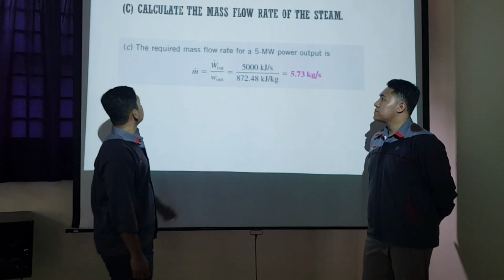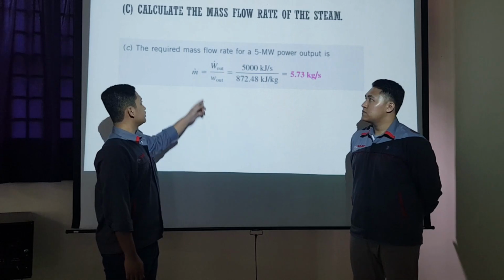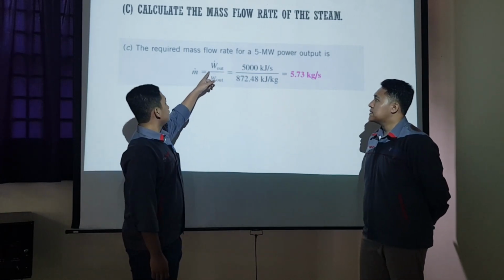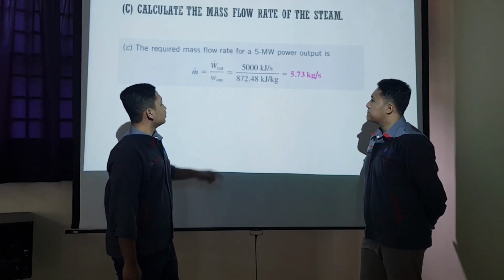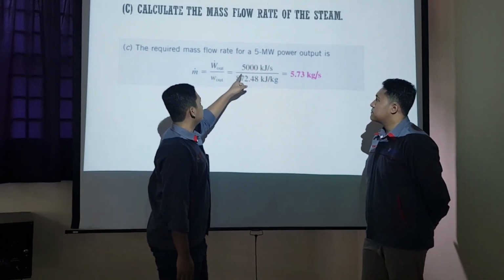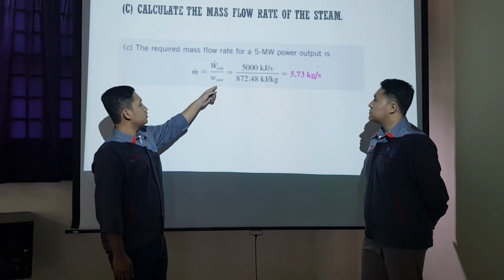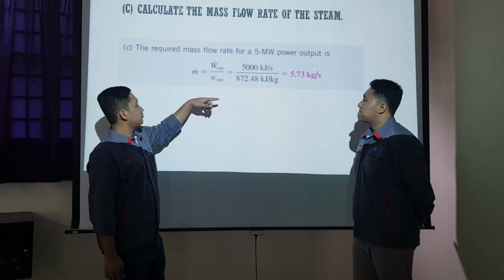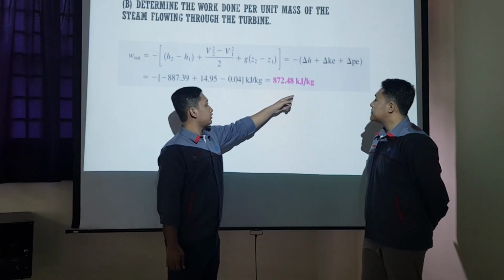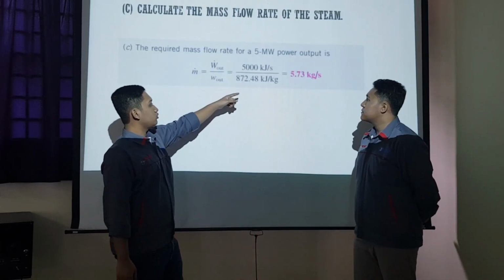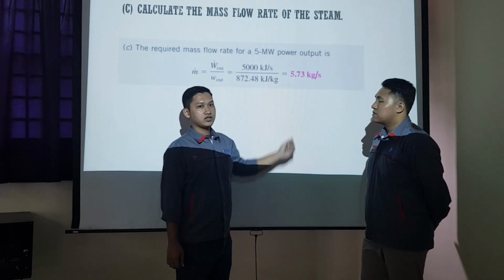For this question, we need to find the mass flow rate of steam. We use this equation for the rate of work out. We use this 5 megawatt power and change it to 5,000 kilojoule per second, and for the work done, we use the previous answer, 872.48 kilojoule per kilogram. We substitute and we find the answer is 5.73 kilogram per second.